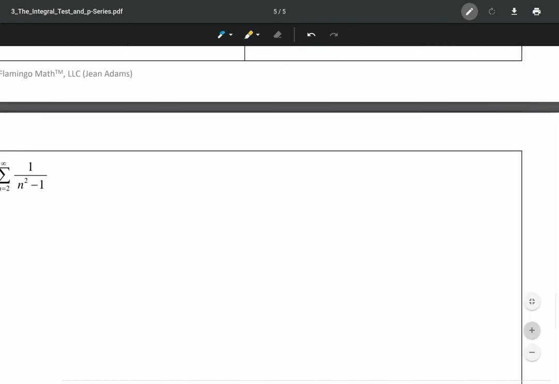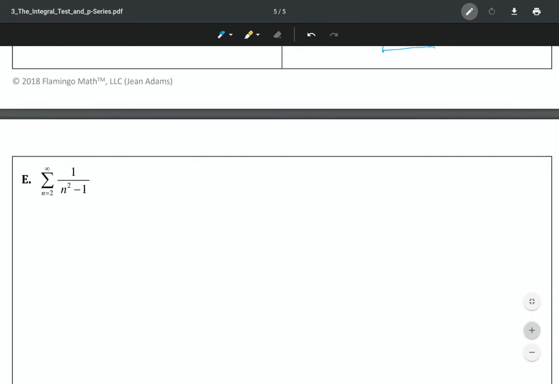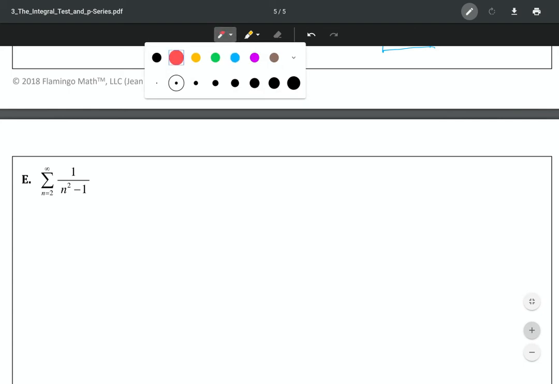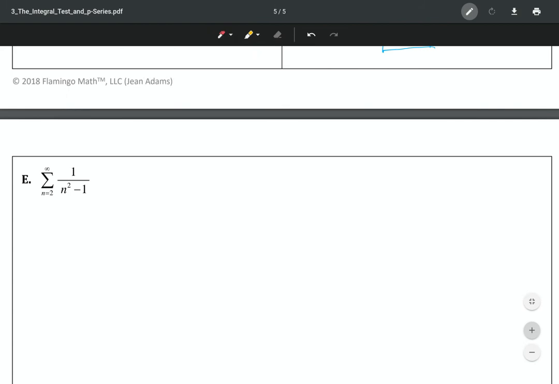All right, so let's go to example E, and I think this was the last two examples. All right, great. So on this one right here, we can use the integral test again because it's continuous, positive, and decreasing. Now the hard part is to try to integrate this.